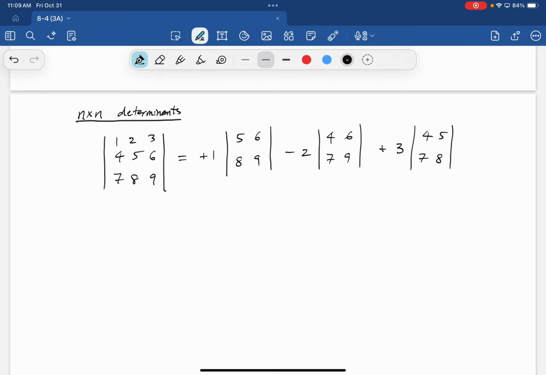On the right, like when it's like 5, 6, 8, 9, like are those absolute values? No, we're finding the determinant of this matrix, of this 2 by 2 matrix.